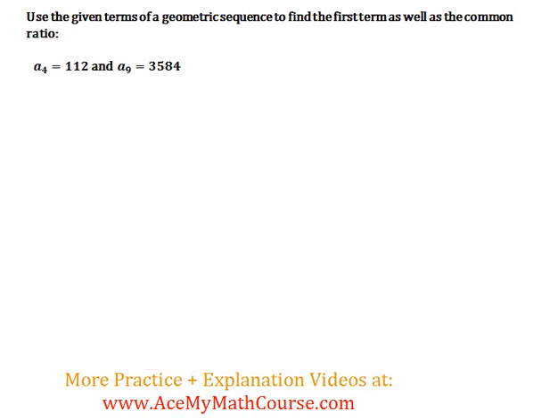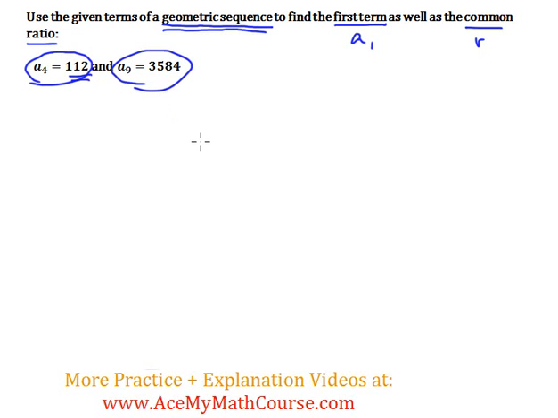All right, now here we have another geometric sequence problem. It's a bit of an intermediate problem. We want to find the first term, which is a1, as well as the common ratio for this geometric sequence, given the fourth term, which is 112, and the ninth term, which is 3584. So how can we find these just given those two terms?